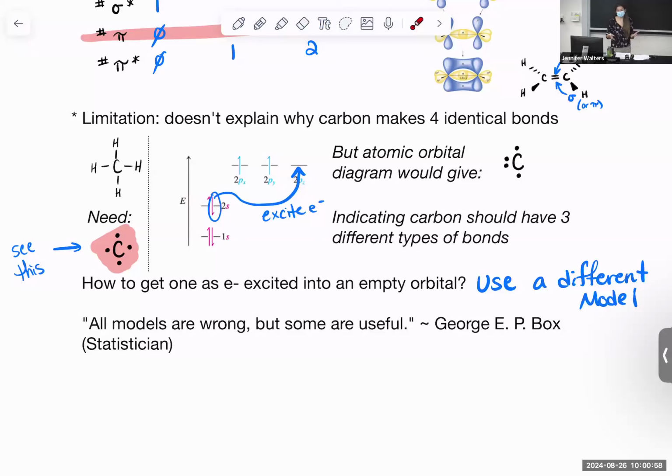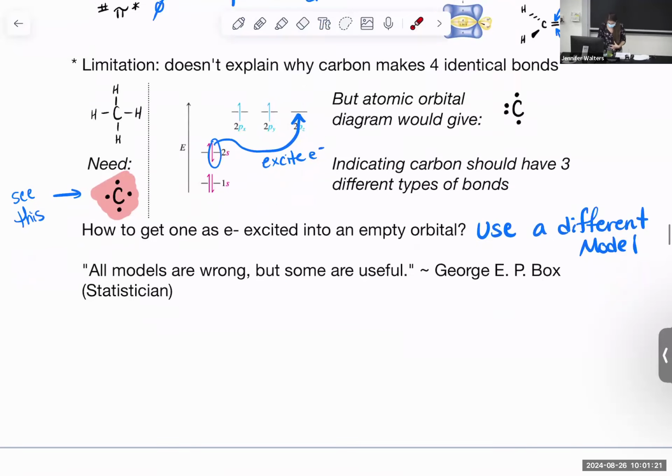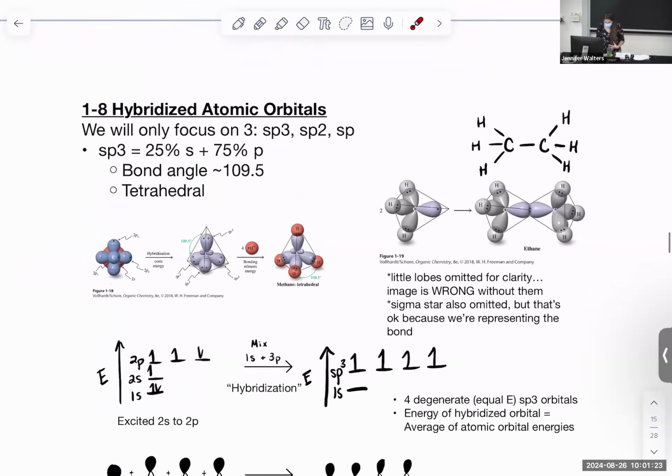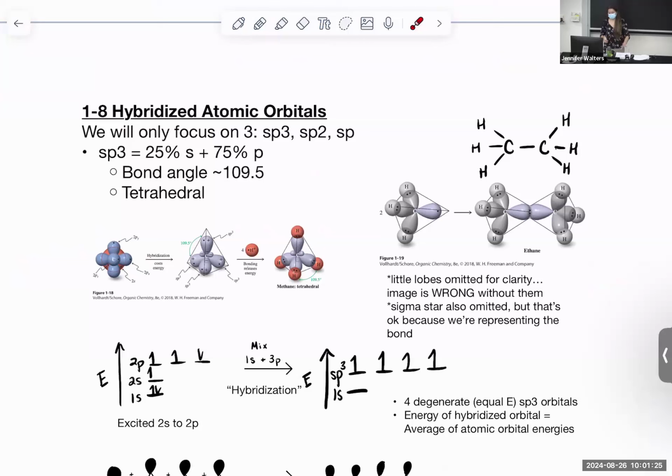But what that tells us is what we draw thus far probably still isn't even perfect, but it's useful because it gets us pretty darn close to what we see so far, and it helps us predict our reactivity. So it does work for the majority of things. That's why we're teaching it to you, because it is useful in actually predicting how our world behaves. So hybridized atomic orbitals are going to be really important in actually looking at how our molecules behave.